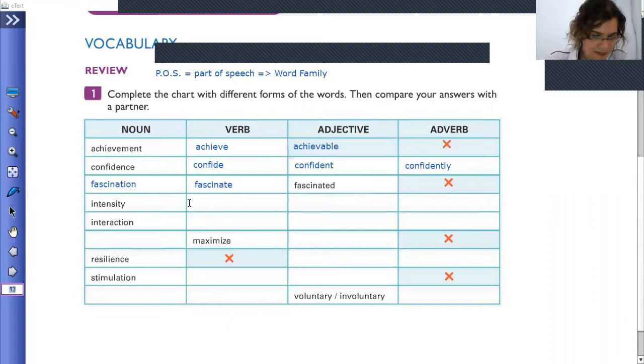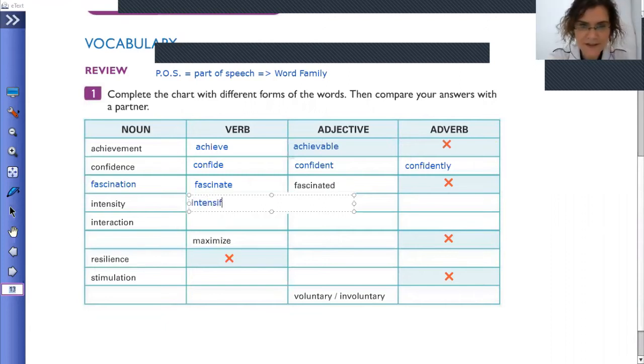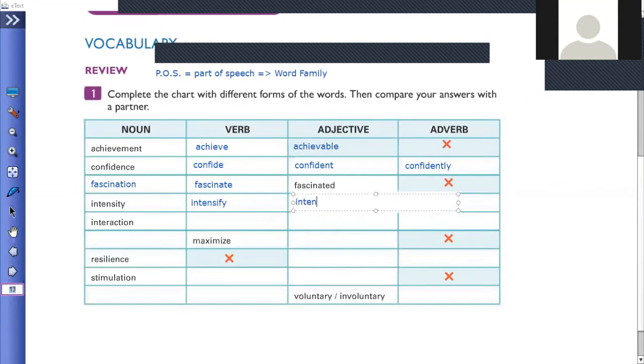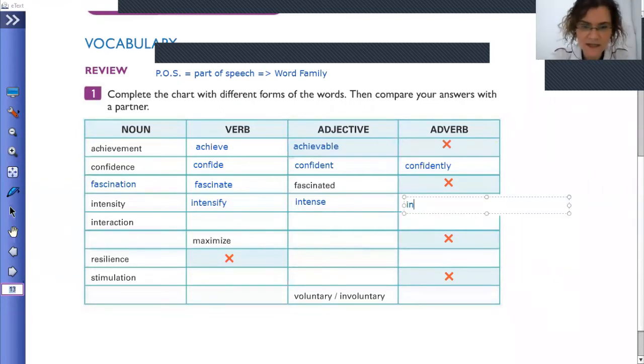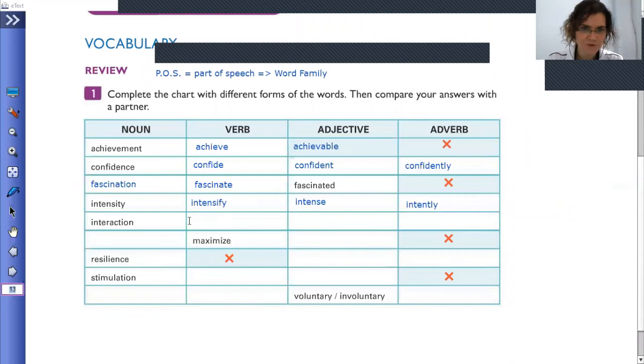Awesome. Okay, I want to ask Yoni, intensity. What's the verb? Intense. Intensify is the verb. Do you know the adjective? I don't know. No. Can you please write down what you see right now? Tolong dicatat ya di bukunya. Intense. And then the adverb would be intently. Guys, please write it down if you don't have it. Yeah, it's important for you to know.